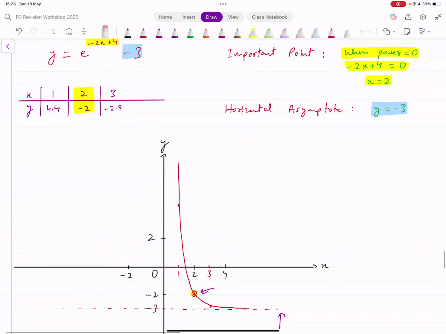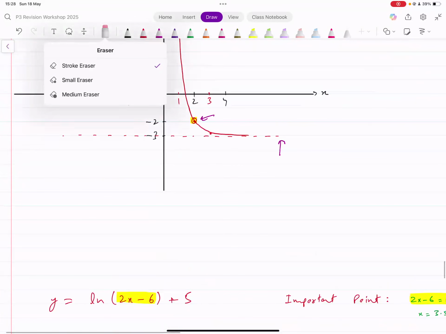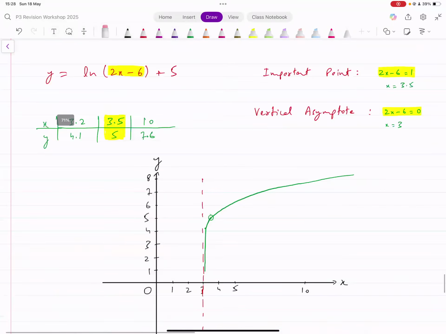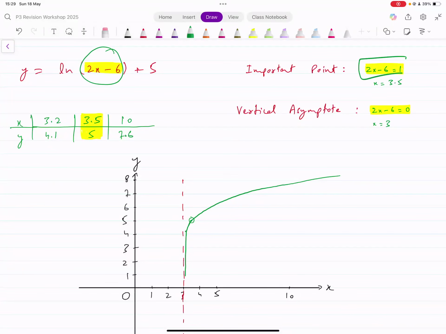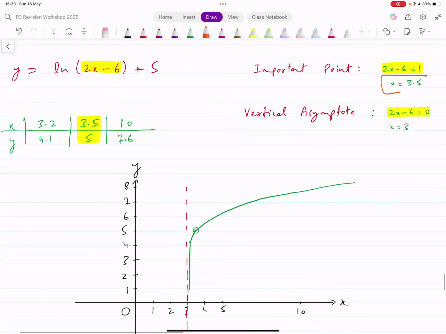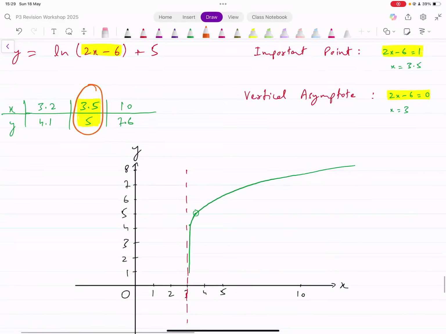For log graphs, the important point is going to be when the inner part is equal to 1. That's the important point that you always have to show. So 2x minus x equals 1. What's the value of x that you get from that? X equals 3.5. You have to show this value. Okay. Now, this is 1 point. You have to show this point on the diagram.